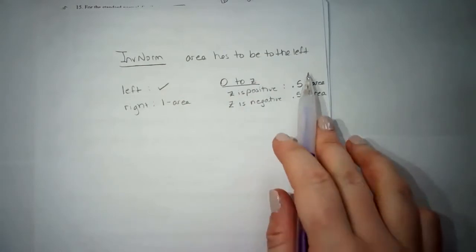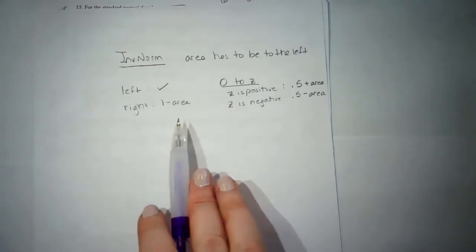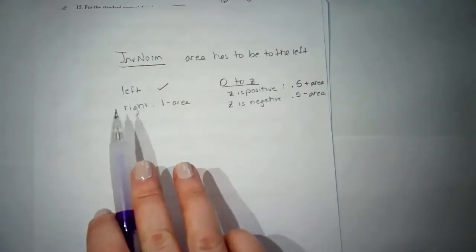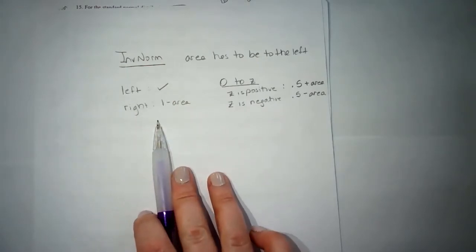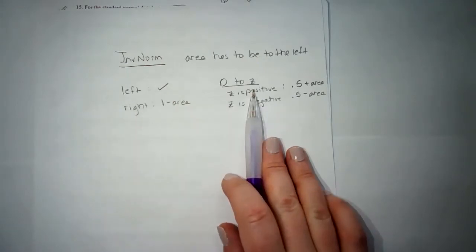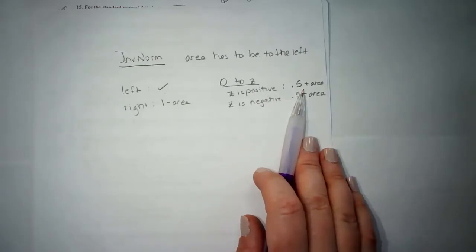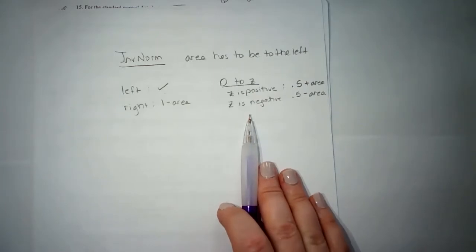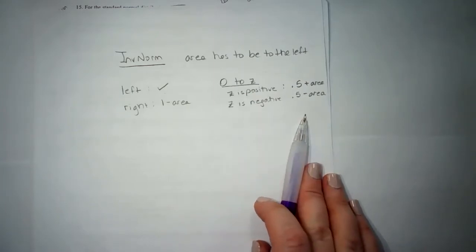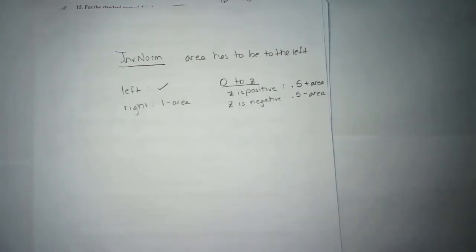So you want Z and you're given an area. This is how you need to treat your area. If it's the area to the left, you're good to go. Area to the right, 1 minus. If they give you a little chunk from 0 to Z and Z is positive, do 0.5 plus the area. 0 to Z and Z is negative, 0.5 minus the area. Okay, and then that'll take care of all the issues that you come up with.